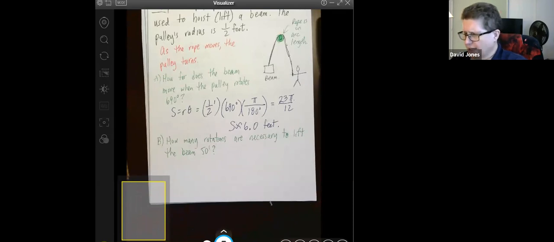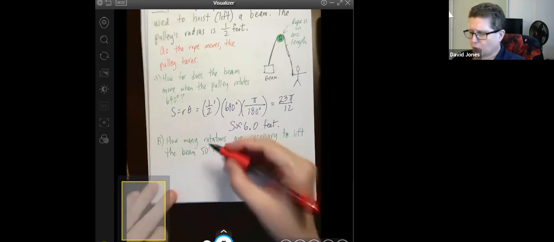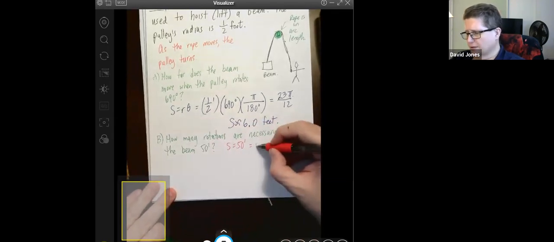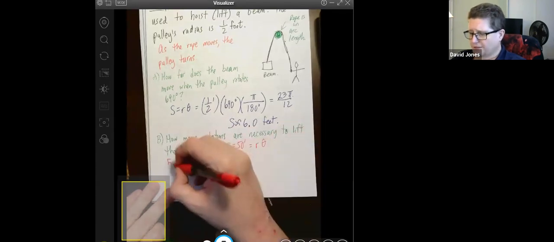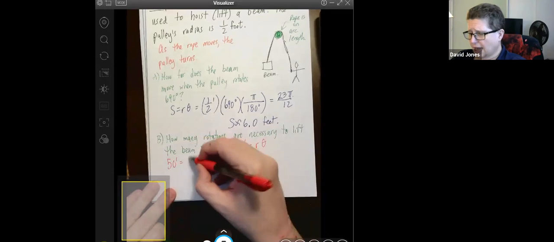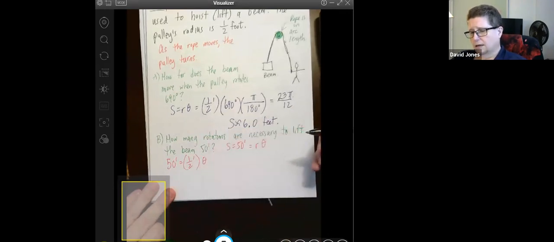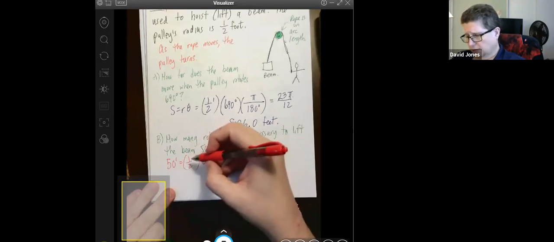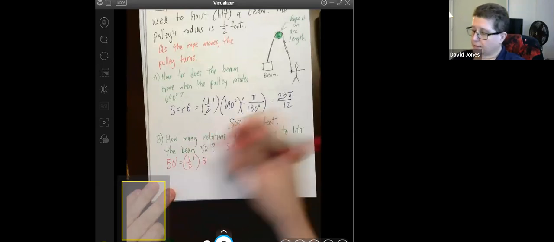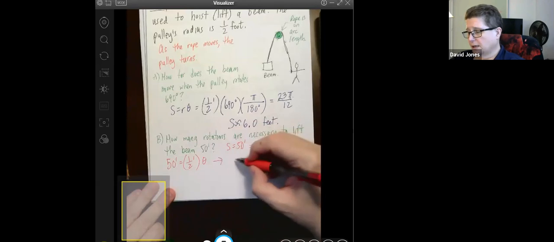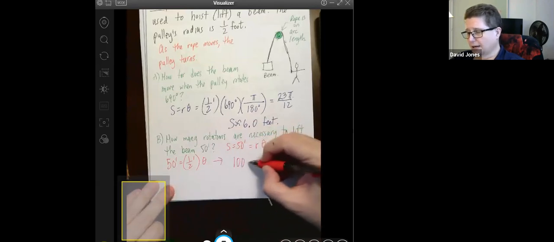It turns out the 50 feet, if it's on the edge of the pulley, if the rope is moving that pulley, it's moving the arc length. So S equals 50 feet. But we know S equals R theta. So 50 feet equals 1/2 a foot times theta. We multiply both sides by 2 and cancel out the feet. We get 100 equals theta.